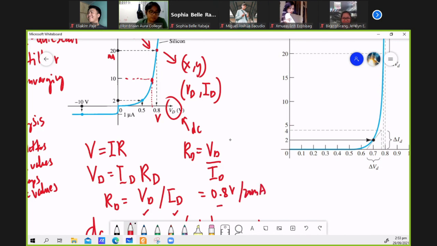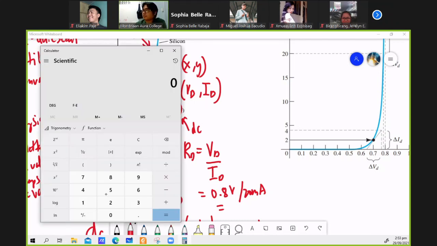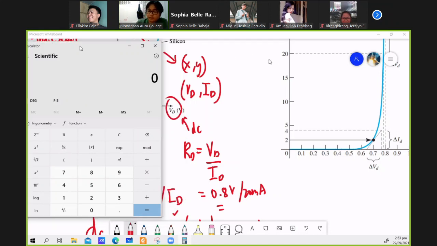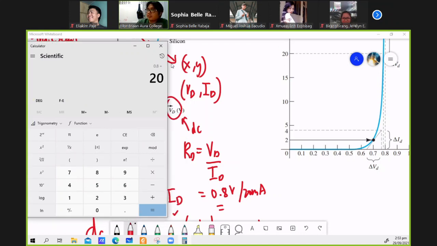Okay? So, ilan to? Calculate natin. Papakita ko sa inyo yung calculation. So, we have 0.8 divided by 20. So, yan na 0.04.